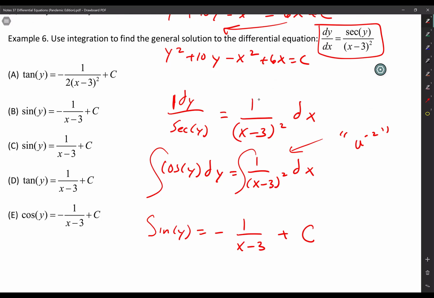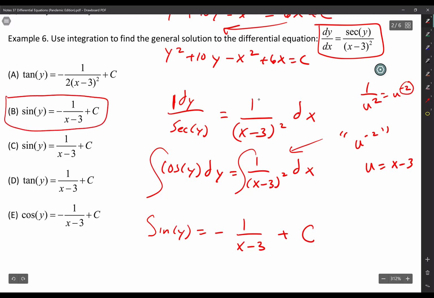If I were to do u sub, I would have gone u equals x minus 3. So I would have had 1 over u squared. See? You know what I mean? Remember that's u to the negative 2. So we add 1 and then divide by that number for antiderivative. So u to the negative 2 plus 1 is negative 1. Okay. And we look for that answer, and here it is, guys.